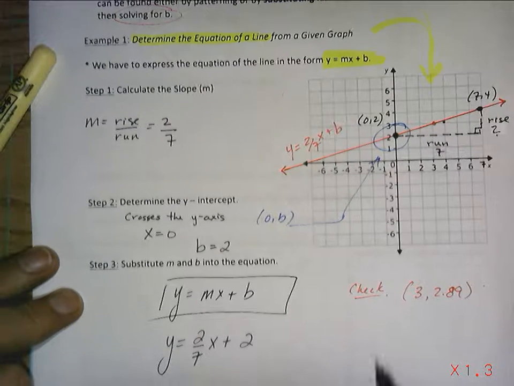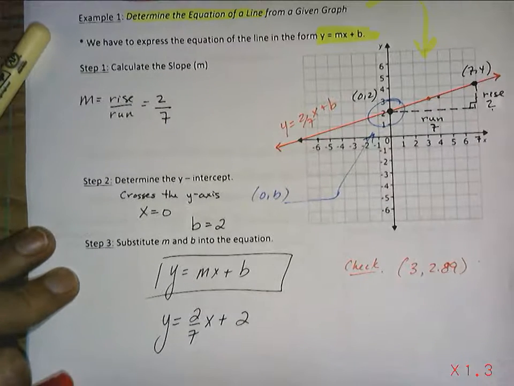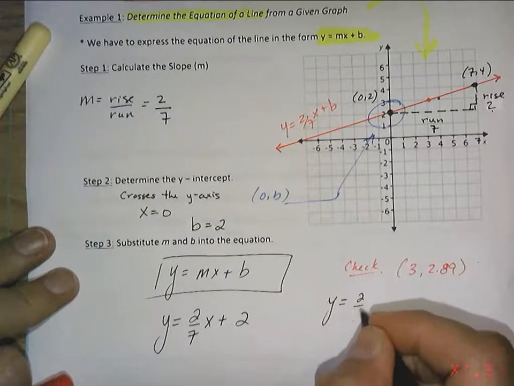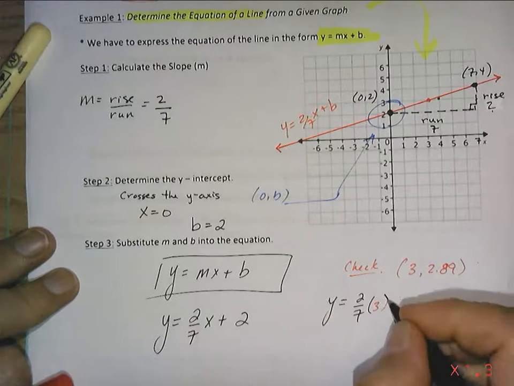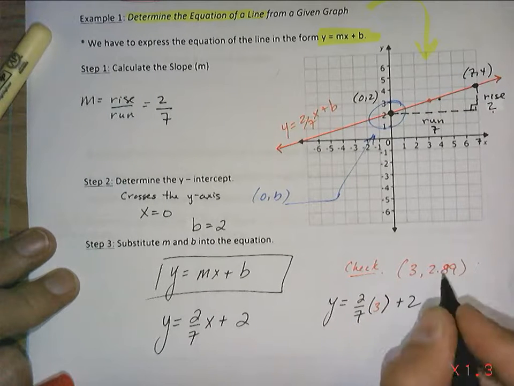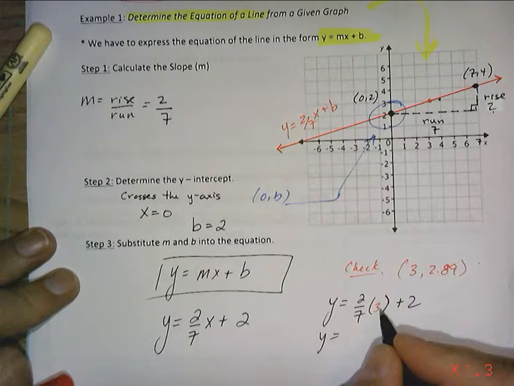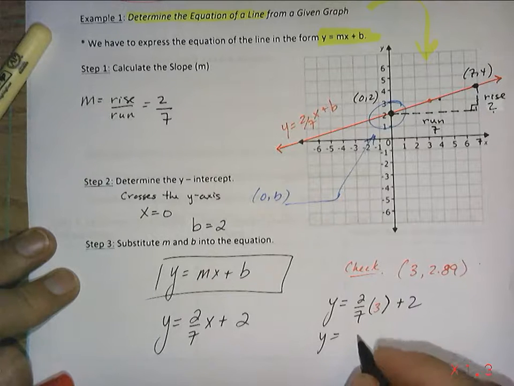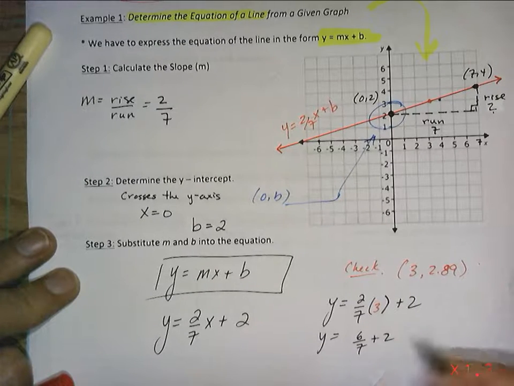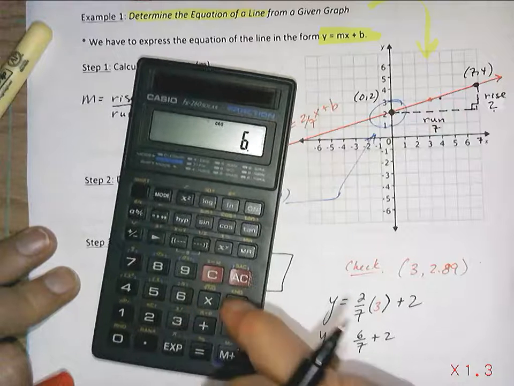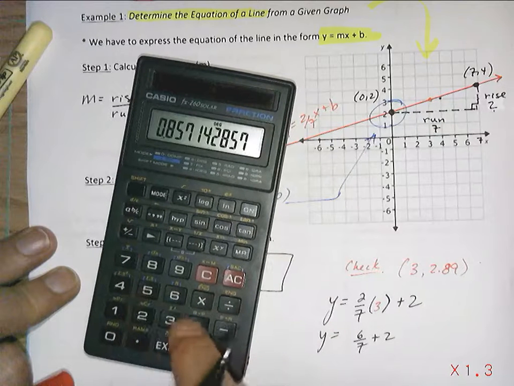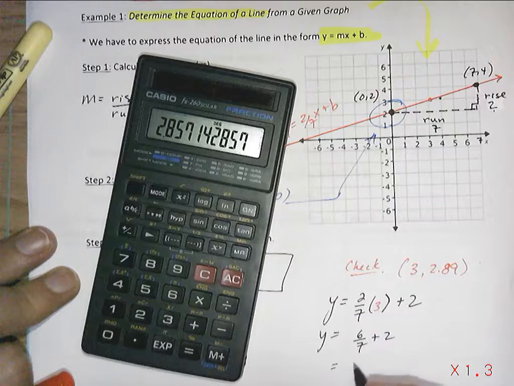Let's see if the algebra works out. I'm going to put in y equals 2 over 7 x, and when x equals 3, let's see if our y value equals that. So it'll be y equals, now this is 3 over 1, so it's top times top, bottom times bottom, so it's going to be 6 over 7 plus 2. I'm going to need a calculator for that. 6 divided by 7 plus 2, and I get approximately 2.86.